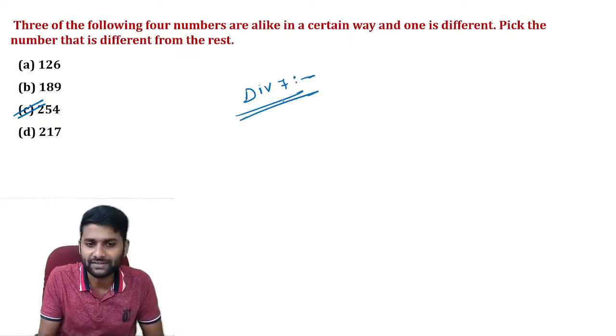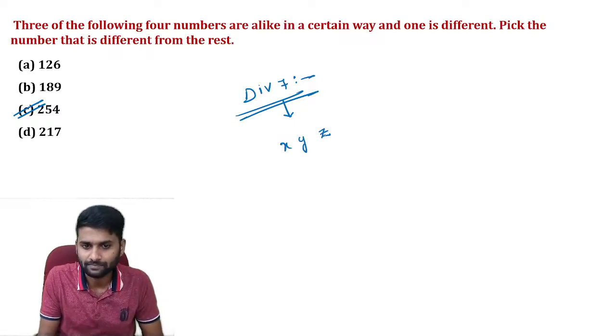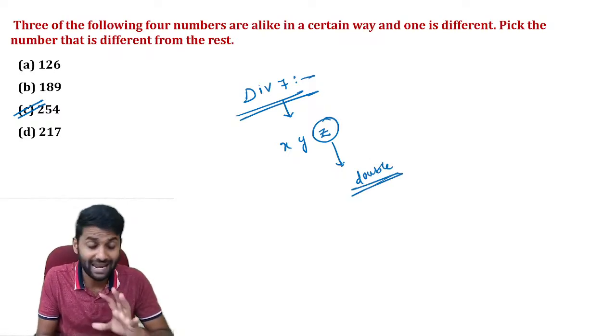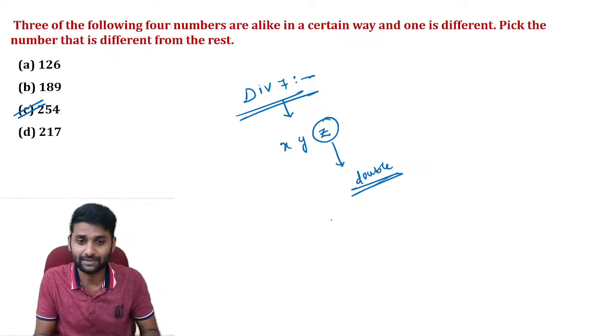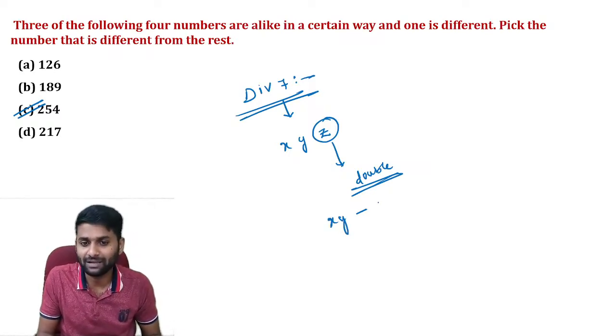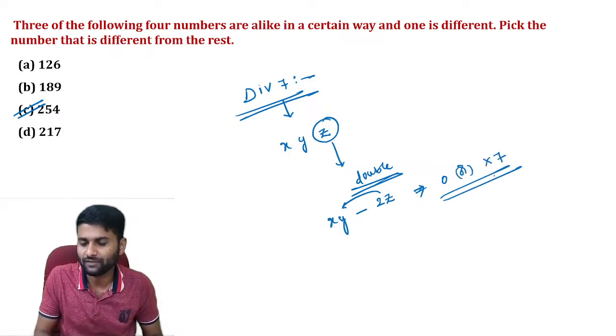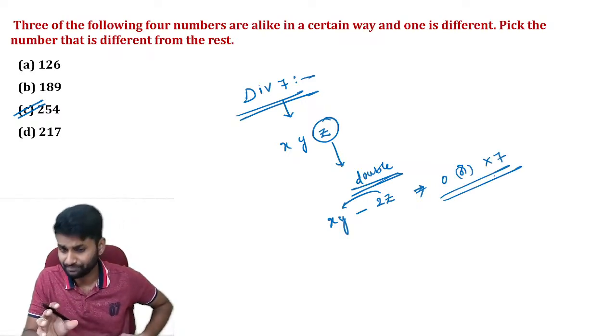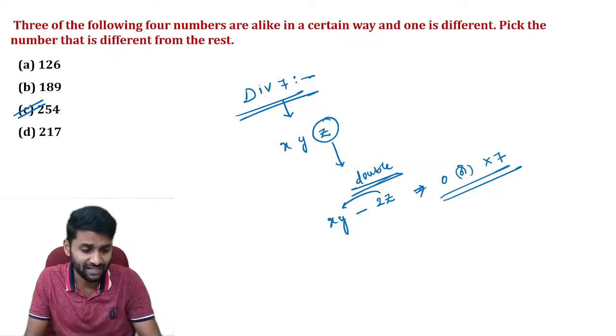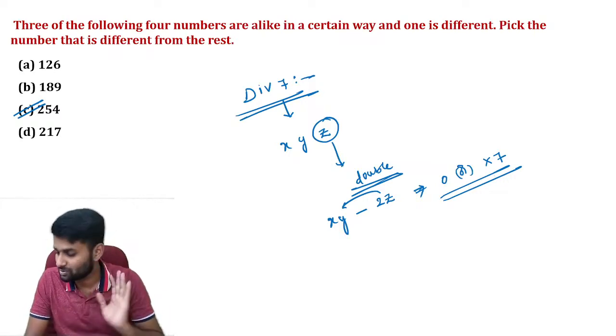Let me repeat the divisibility by 7 property. Guys, pick the last digit of any number and double it. That value, double the value of z is 2z, is subtracted from the previous digits. If you see the resultant is 0 or a multiple of 7, then the entire number is divisible by 7.